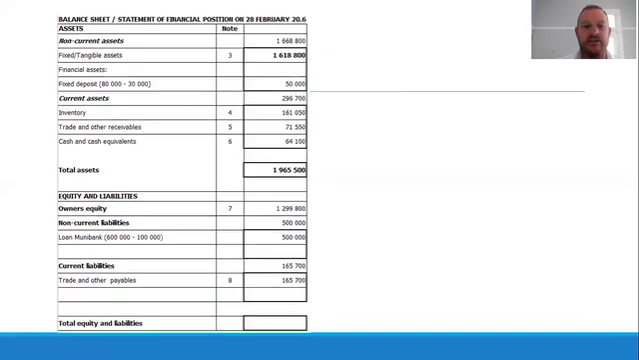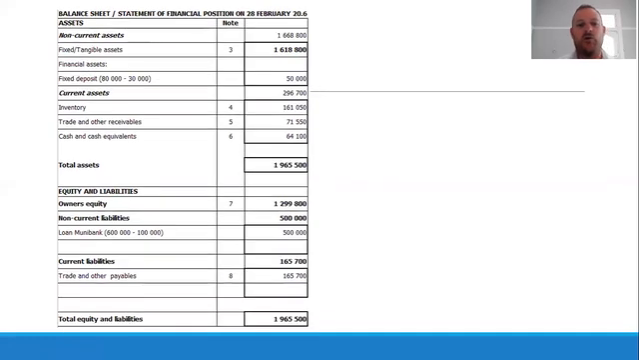Okay, and then you can see finally in our final step, what we've done is we've added up owner's equity, we've added up non-current liabilities, we've added up current liabilities, and then you get to the same total equity and liabilities figure, 1,965,500 Rand. Okay, those two figures need to be equal because remember the accounting equation, assets is equal to owner's equity plus liabilities, and you can see our total assets figure is equal to our total equity and liabilities. Then we know we've obviously done the question correctly.